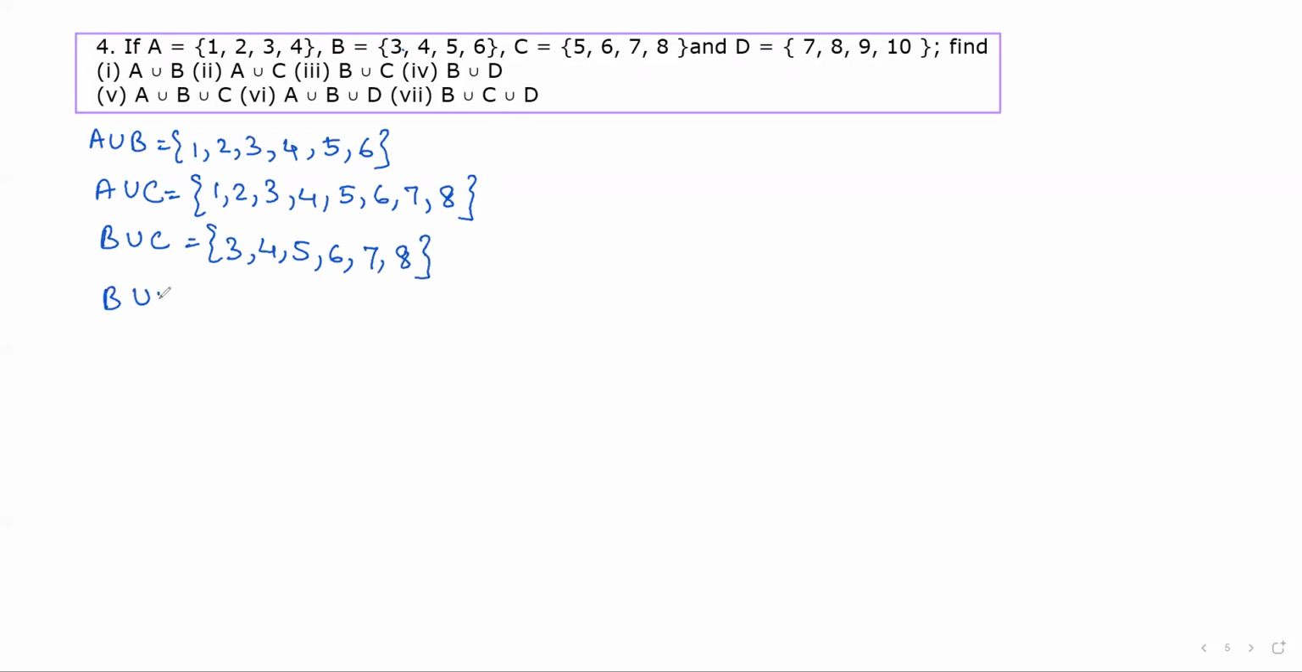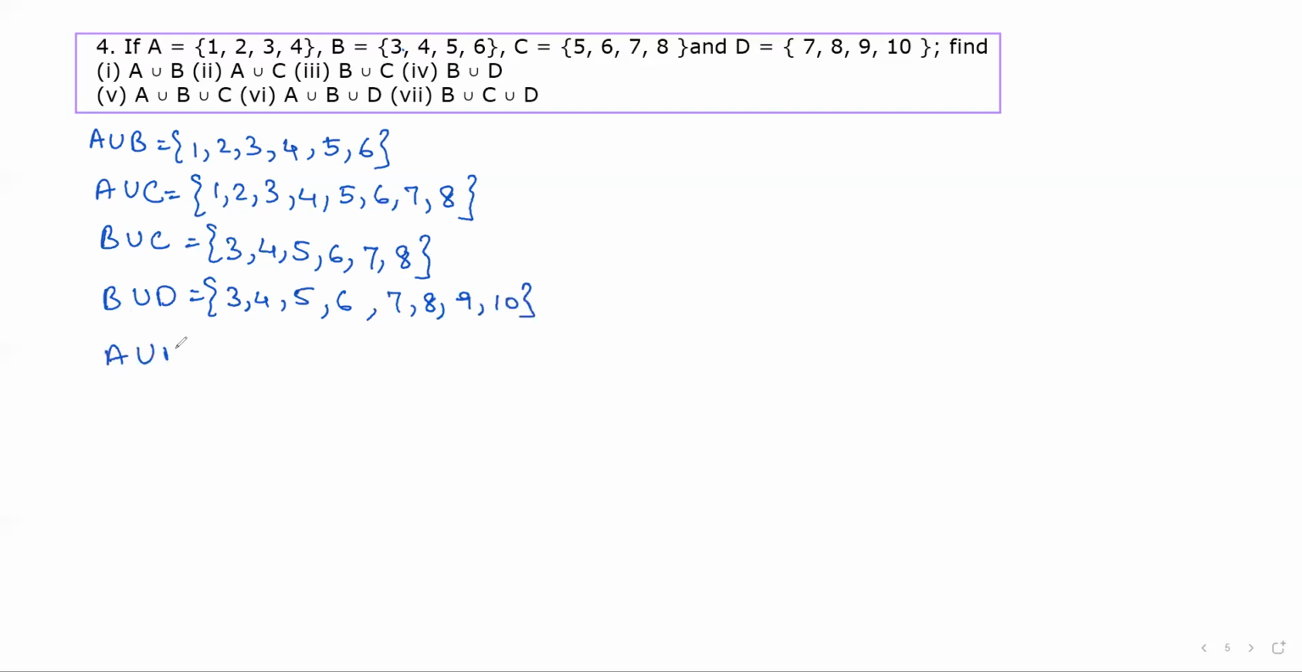B union D. B union D means all the elements of B, 3, 4, 5, and 6, and all the elements of D, 7, 8, 9, 10. B and D are disjoint sets.